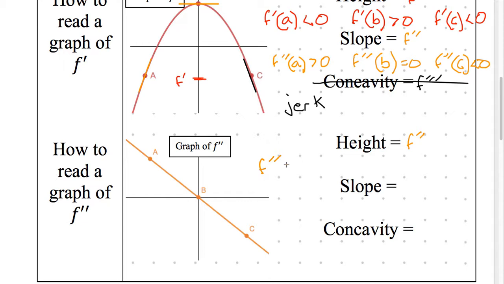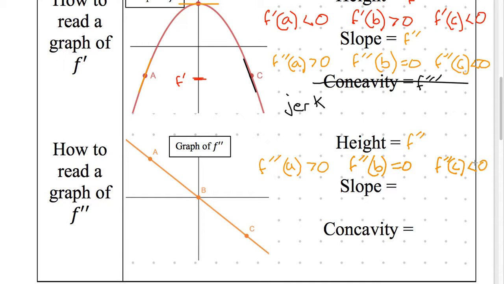So what is the height at A? What is f double prime of A? Bigger than 0, yeah, because the y coordinate that corresponds to A is greater than 0. Perfect. And how do I write the height of B? F double prime of B equals 0. And then Ben, you do this last one. Tell me exactly what to write. F double prime of C is less than 0.